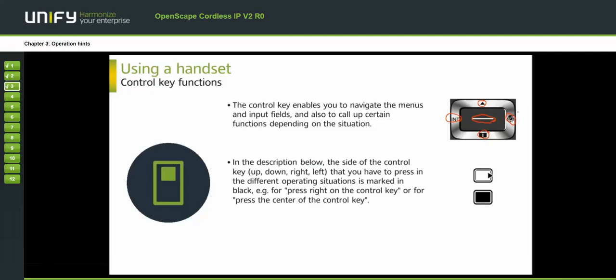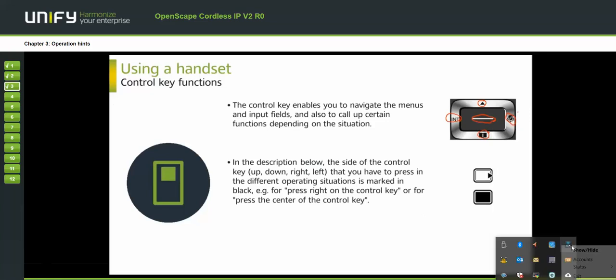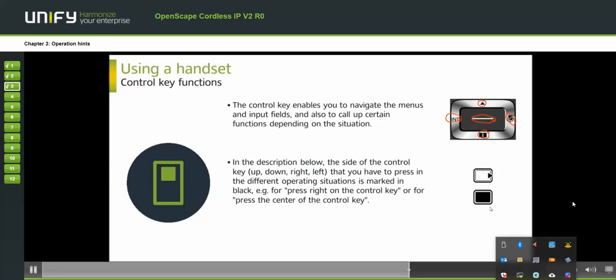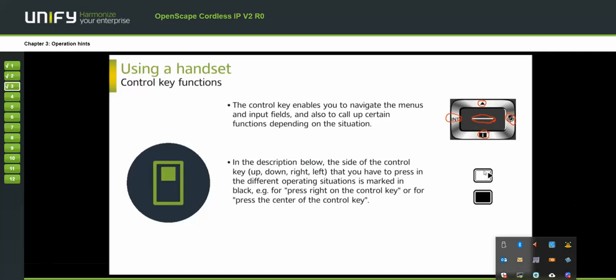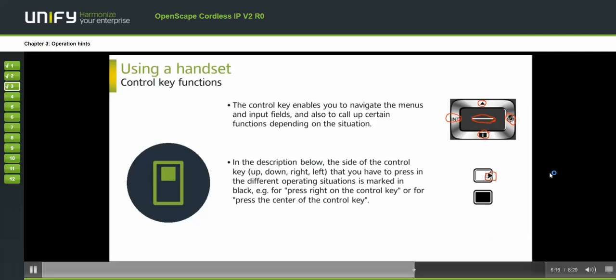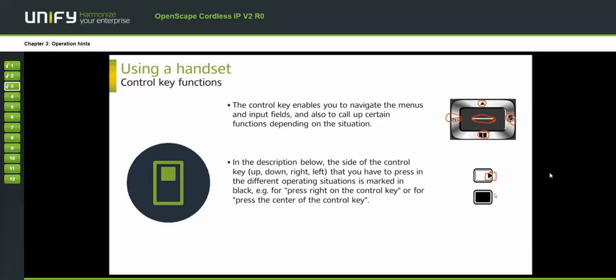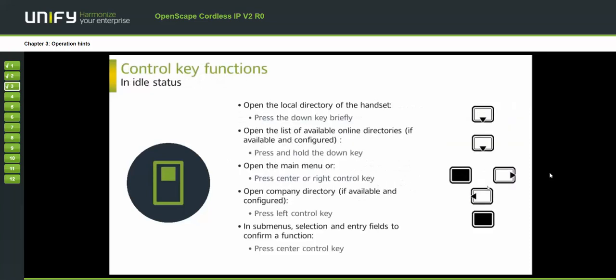And then control key functions during a conversation. To open the directory you can press the down key. To mute the microphone, press the right key. We don't have that on this drawing here. To open the company directory, if available and configured, for example to initiate external or consultation calls, you just press the left key, sometimes also labeled as the int key for this purpose. And to adjust the loudspeaker volume for the receiver and the hands-free mode, you can press the up key.